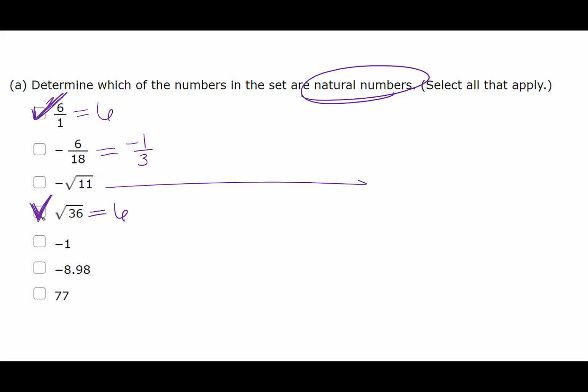Negative 1. Is negative 1 a natural number? Can you imagine your little kid brother or sister or cousin counting and including negative 1 in their count? No. Same with negative 8.98. That is not a natural number, but 77 is.